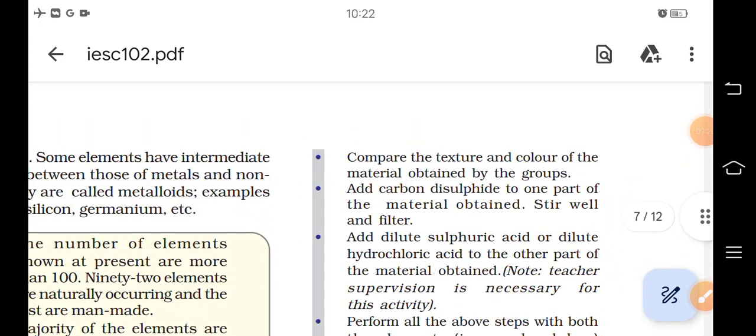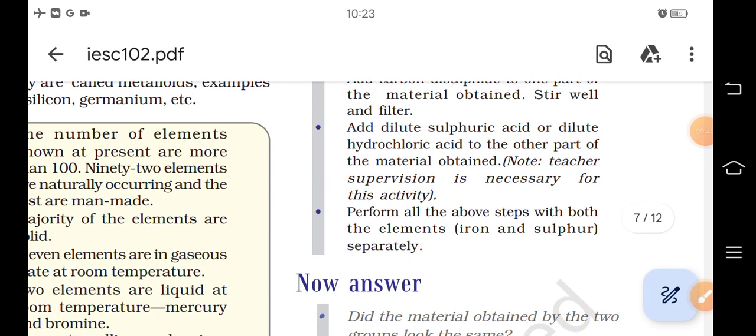Compare the texture and color of the material obtained by the groups. Add carbon disulfide to one part of the material obtained. Stir well and filter. Add dilute sulfuric acid or dilute hydrochloric acid to the other part of the material obtained.